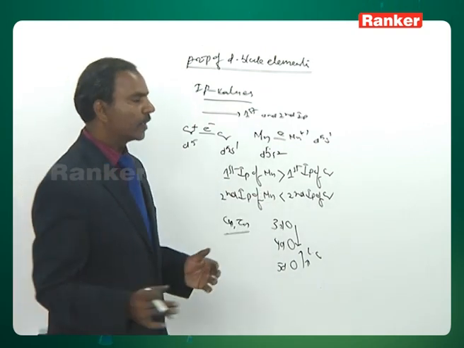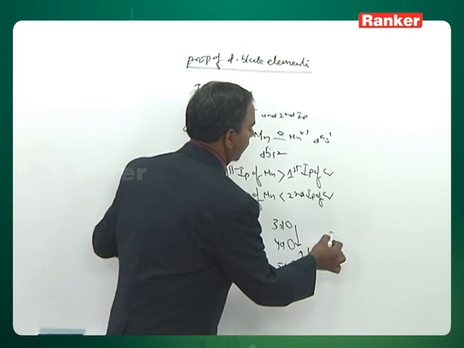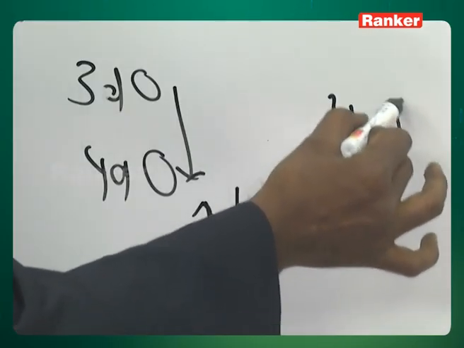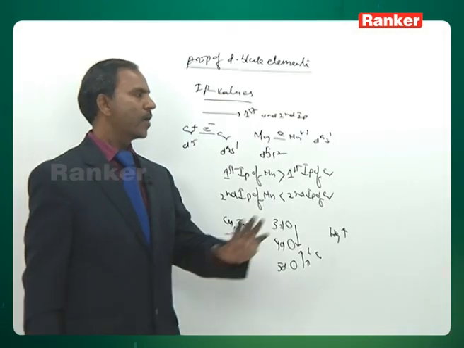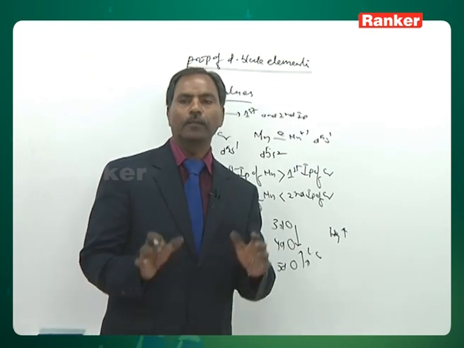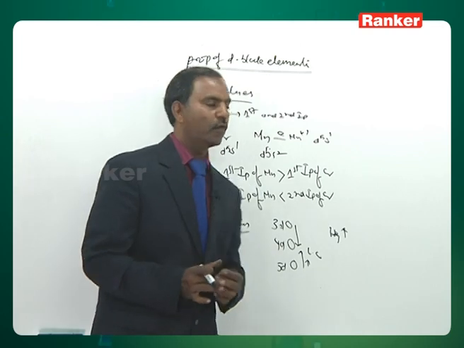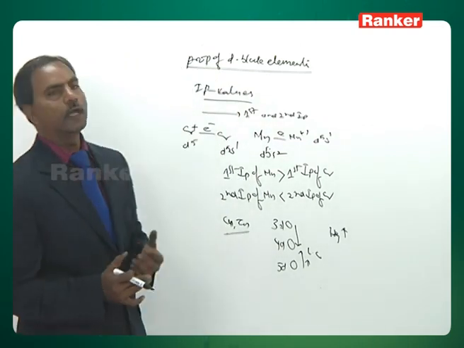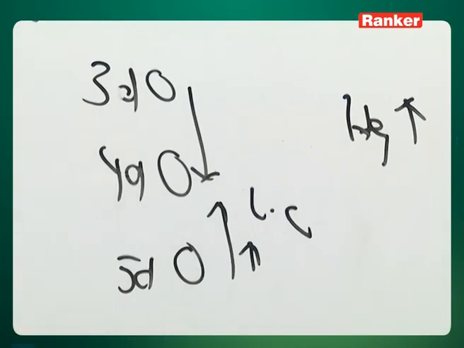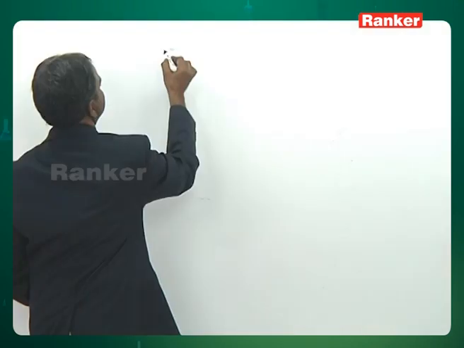Next, among all the metals, remember it's very important, mercury has the highest first IP. Remember, among all the metals in the periodic table, mercury has the highest first IP. This is about IP values of the d block elements.